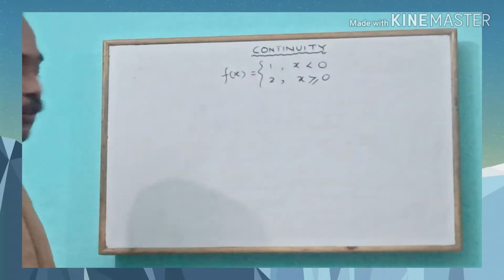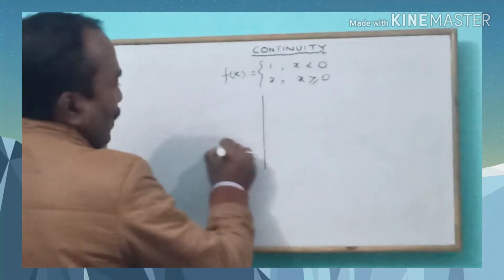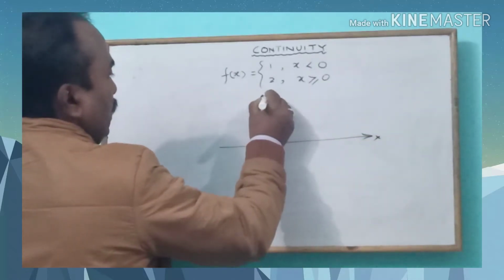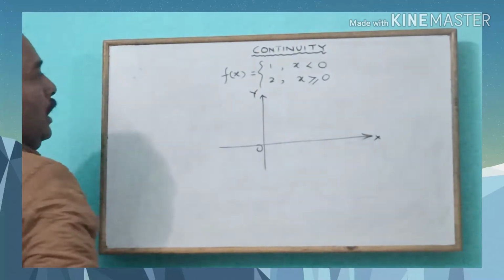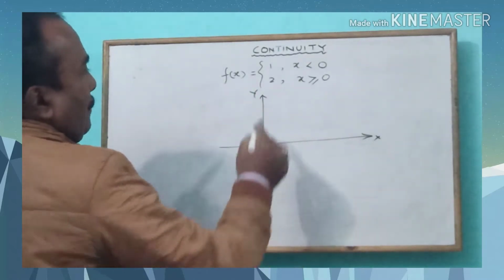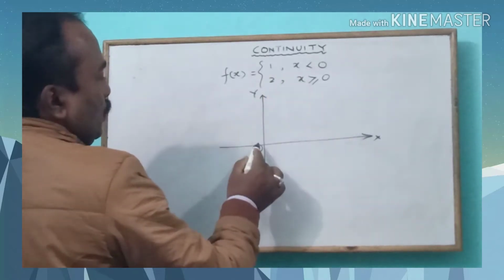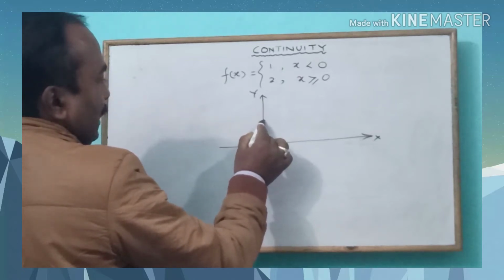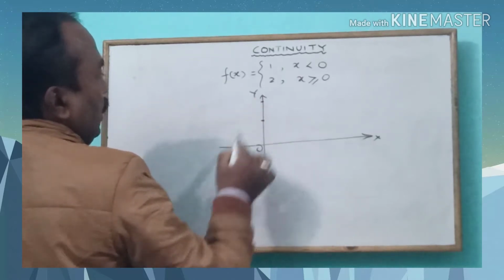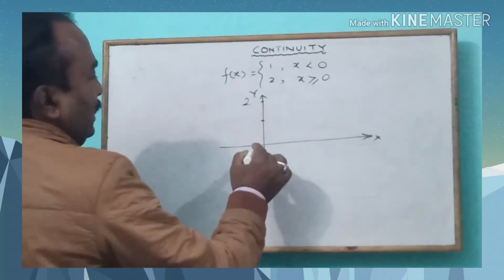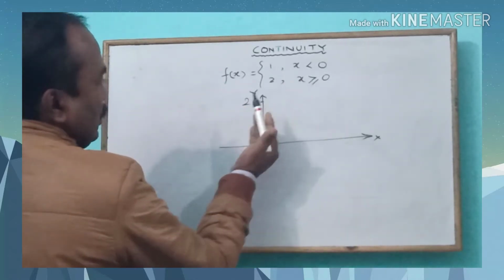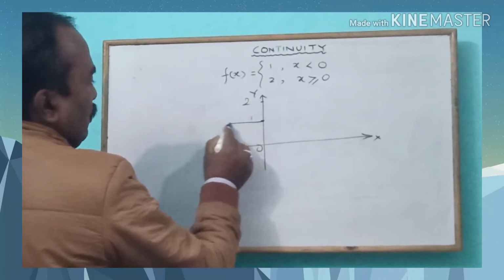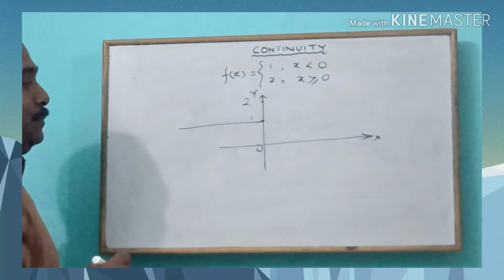Now if I draw the graph of this function, let us take this y-axis, this is x-axis, this is 0, this is y. So when x values are less than 0, the negative values of x, then y is 1. Let this be 1, let this be 2. And when the values of x are less than 0, the negative values, this is 1. Then the values of y are 1.